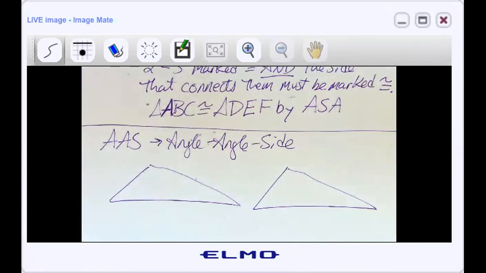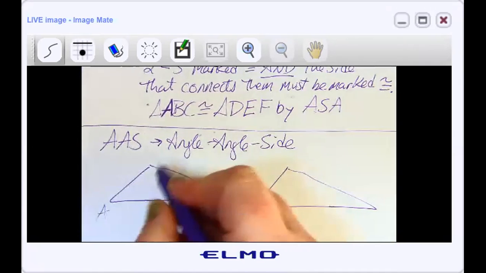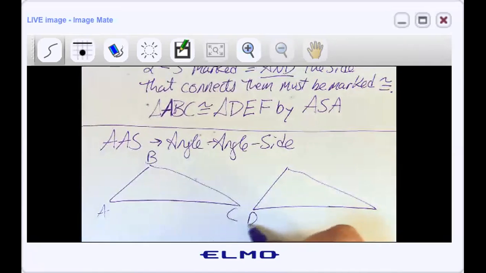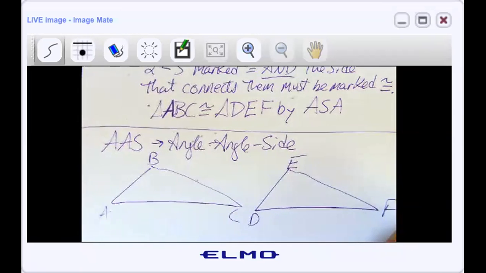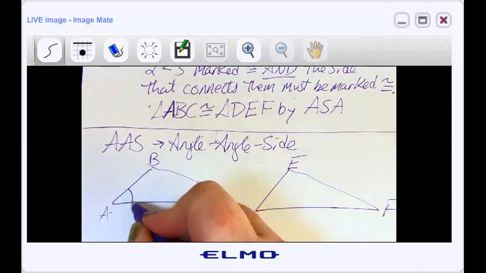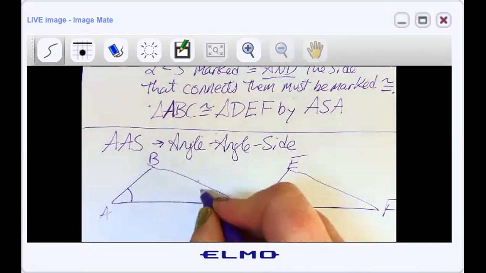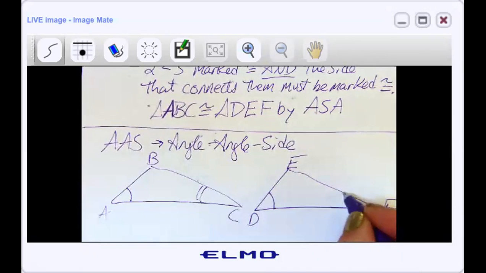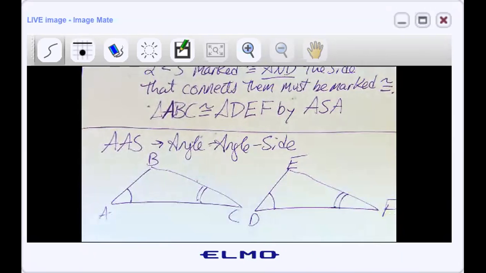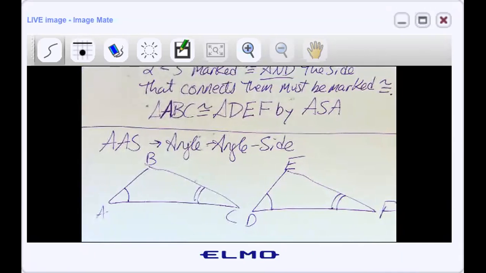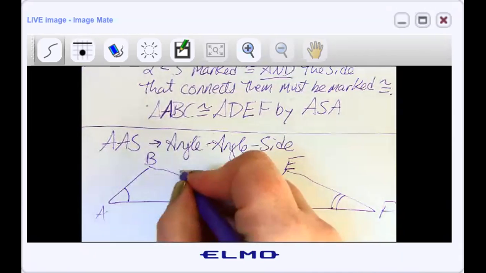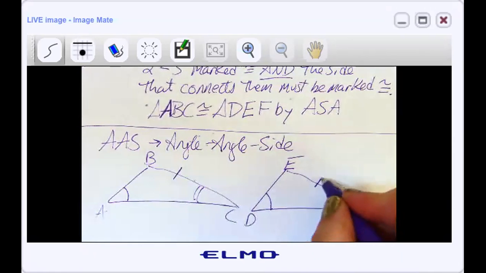And this time I still do need two angles. So let me quickly label them A, B, C, D, E, F. Okay, so let's say we know angle A matches with angle D again. And let's say I still know that C matches with F. But this time, it's not going to be the side that connects those two angles. It's going to be one of the other two. It doesn't matter which one, just one of the other two. So let's say it was this side that I knew was congruent to this side.